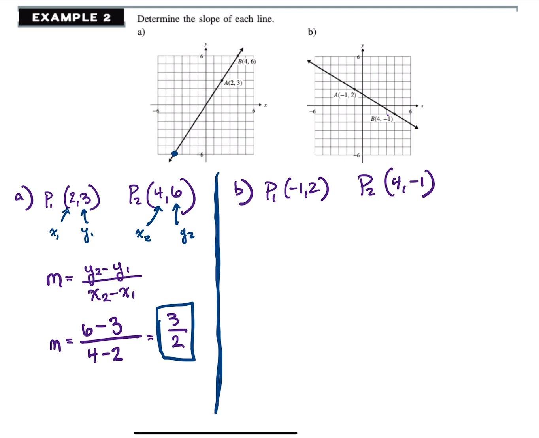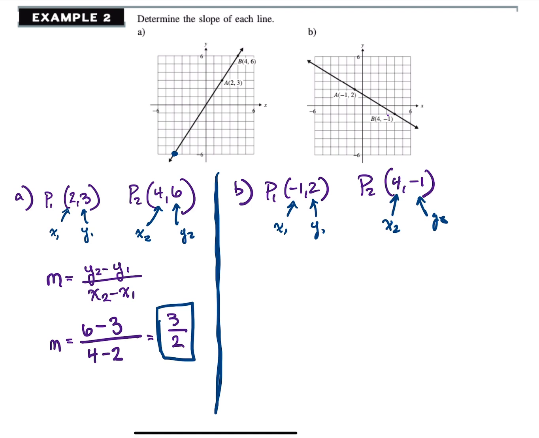So again, I can label these. I can call this my x1, call this my y1. This will be my x2, y2. And we could have started with this point as our x1, y1 and call this x2, y2, as long as we're consistent. I wouldn't want to mix up the numbers and say x1, y2 for a single point.